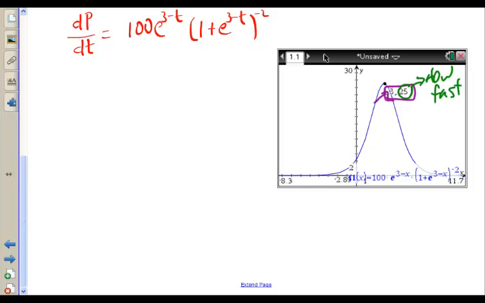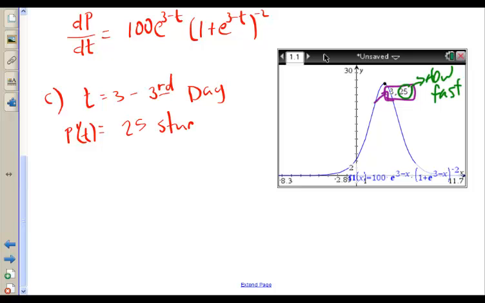So to answer part C, we would say that when t is equal to 3, which is the third day, then the number of students affected would be 25 students per day. So then that P of t would be 25 students per day. And that's the fastest rate that it's growing. So a few steps, but not horrible. You can do it.